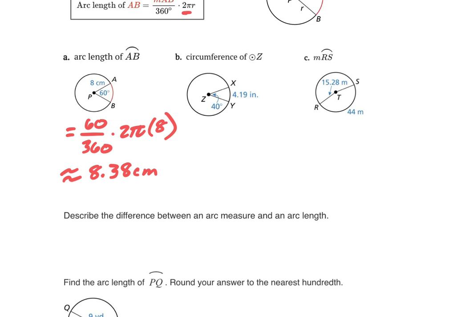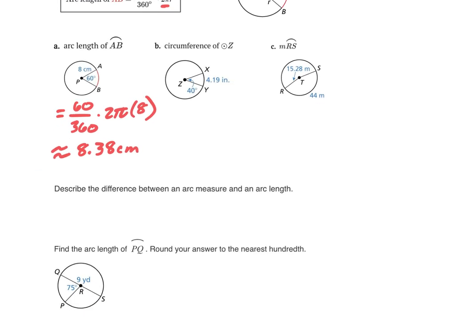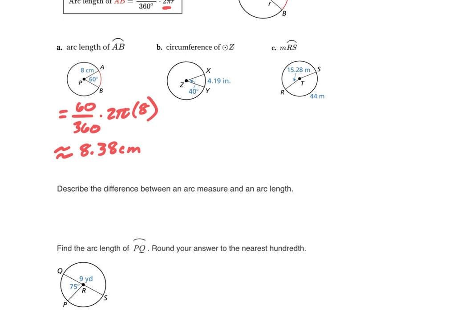Nothing really different about B, so I'm going to skip over to C, because C is a little bit different. On C, we know the radius, but we don't know the number of degrees that we're dealing with here. That's what we're trying to find out. We're trying to find out how many degrees is arc RS. So here's what we're going to do. We're going to write out a proportion.